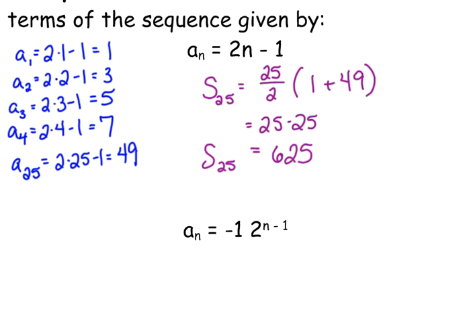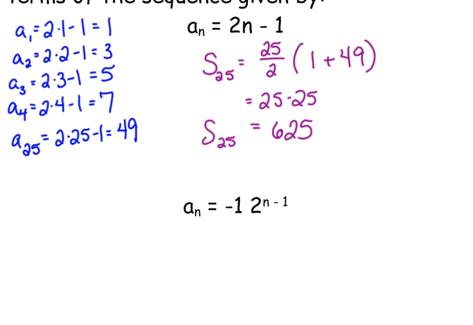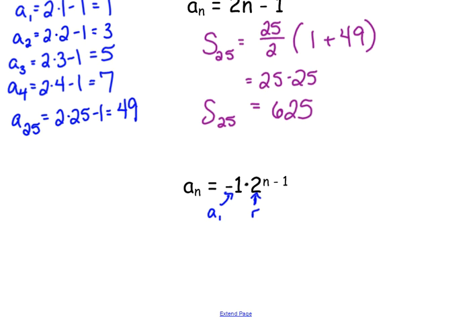All right. Let's do one that's geometric. My multiplication sign is gone there. But our equation is -1 times 2 to the n minus 1. So just based on this equation, what do we know? -1 is what? It's the first term, a sub 1. What is 2? The ratio.